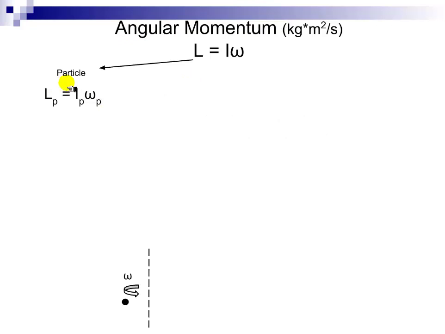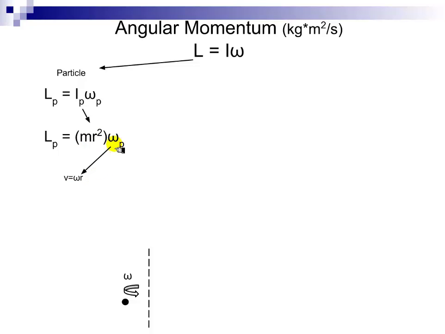Okay, so first let's look at a particle. The equation for the angular momentum of a particle is the particle's rotational inertia times its angular velocity. So when an object like this particle is spinning around this axis, we can calculate its rotational inertia using that equation. First, we have to figure out that the rotational inertia for a particle is just mr squared. You'll find that on your equation sheet.